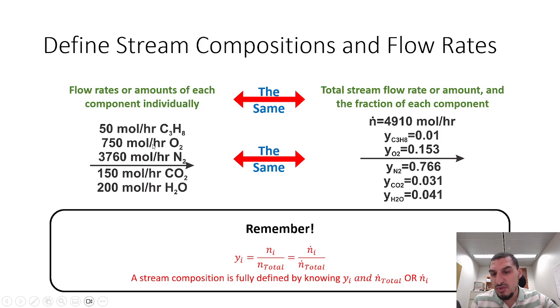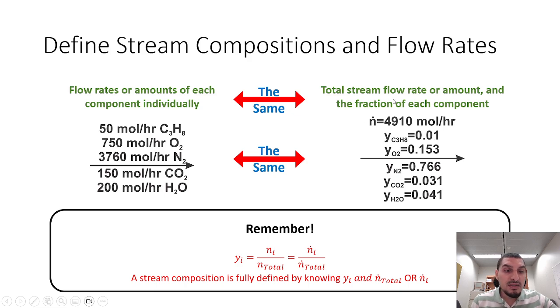So I have five components. Each one of them is defined with its flow rate. There is one other way that I can use to define this stream, which is using the total number of moles, which is the summation of all of these, and the mole fraction of each one of them. So if I get the sum of all these components, I get the n total, and if I divide each one of them by the total, it's gonna give me the mole fraction.